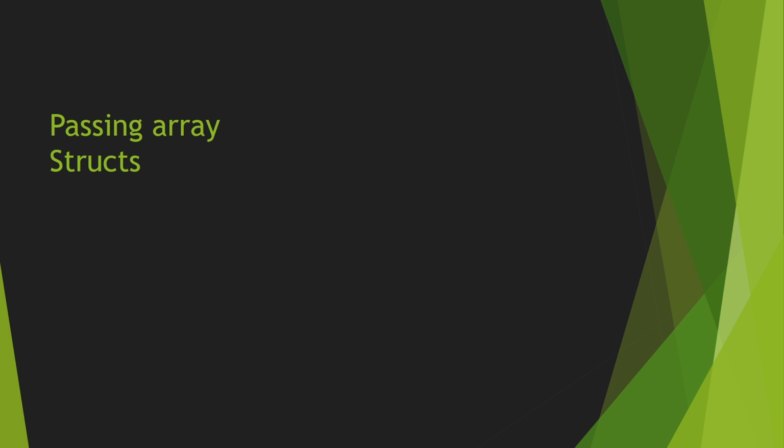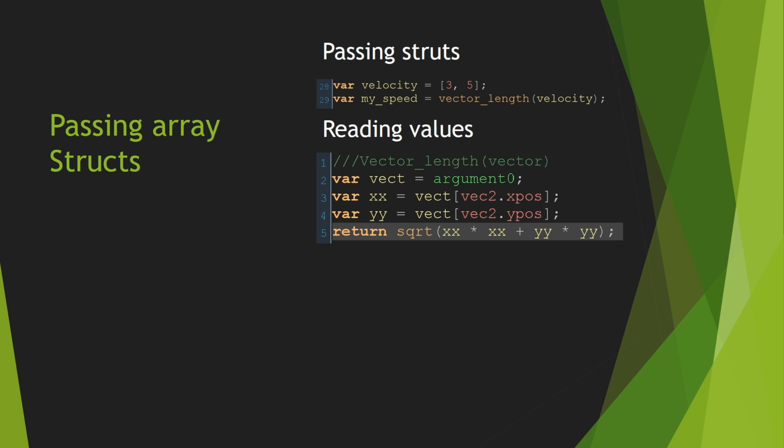Now, what's really important with structs is being able to pass them into scripts. So in the case of a vector, you may want to be able to scale a vector, and creating a script makes it a lot easier. Doing this is actually pretty easy. All you have to do is pass it in like any other variable. In this example, we have velocity being a vector, and we just pass it in like it was a normal variable. And reading the value inside the script is also pretty simple. You just access the array like normal.